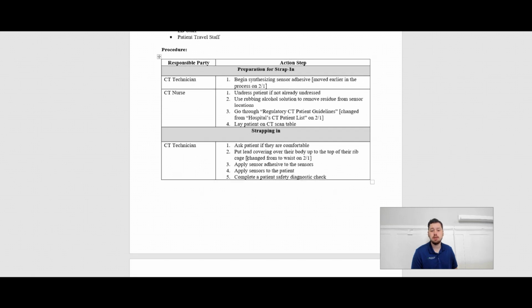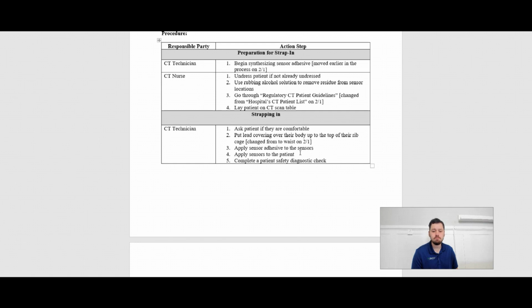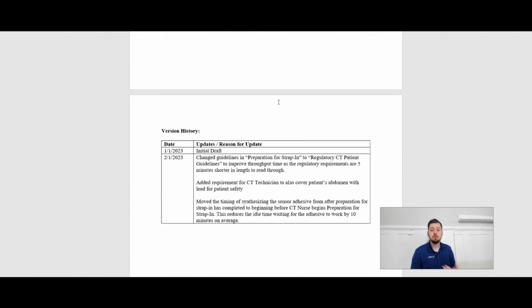So this is in particular putting the lead covering up higher on the patient's body so that they're not exposed to radiation on a greater percentage of their body. And it goes through the remaining parts of the strapping in process. And so that's the entirety of the actual procedure.